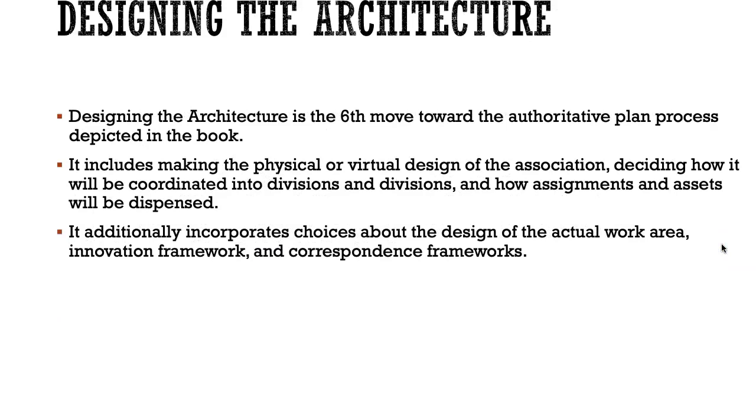Designing the architecture. Designing the architecture is the sixth step of the organizational design process described in the book. It includes creating the physical or virtual design of the organization, deciding how it will be organized into divisions and departments, and how assignments and resources will be allocated. It also includes decisions about the design of the actual workspace, technology infrastructure, and communication systems.